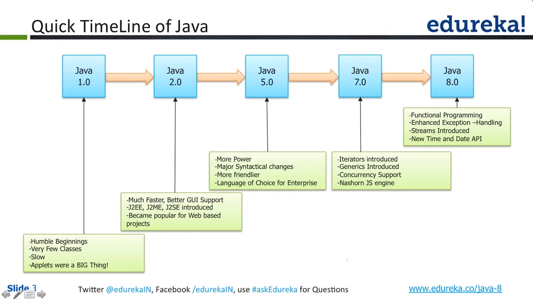So guys, a quick timeline of Java. This is not pointing out all of the versions of Java, just the main or milestone versions of Java itself: Java 1, 2, 5, 7, 8, and things like that.